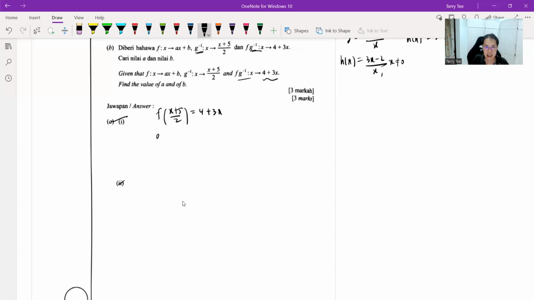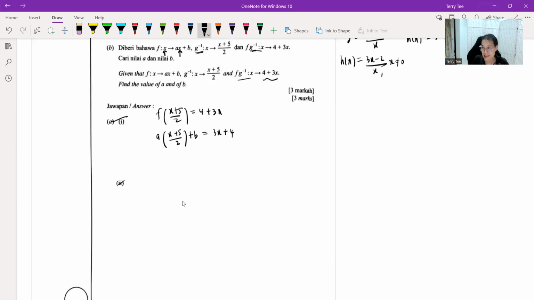Your f(x) is ax plus b here. If I put x here, I must put x here. If I put a bracket here, I need to put the same bracket inside. Let me just write the 3x in front, the 4 at the back.